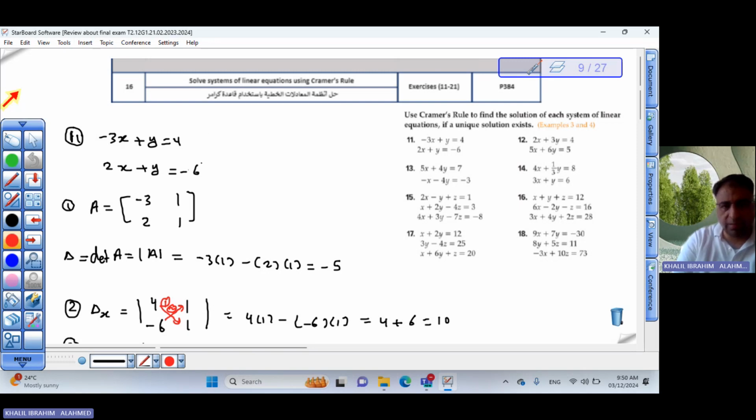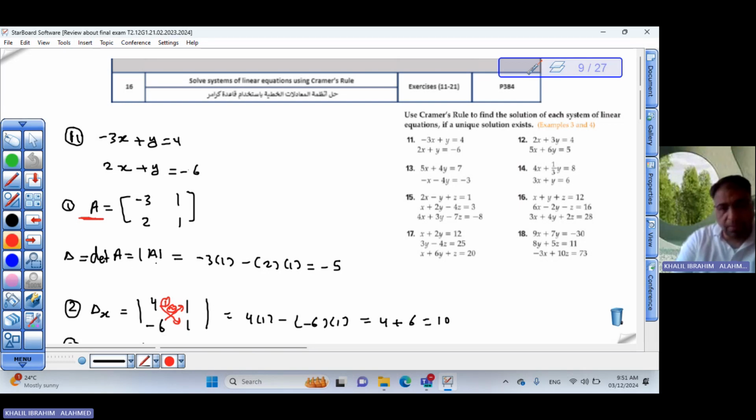How to solve this? Step 1, you should find what? You should find the coefficient matrix. Coefficient matrix, as you see here, negative 3, 2, 4x. Coefficient of y, 1, 1. Then step 2, find the determinant of A.